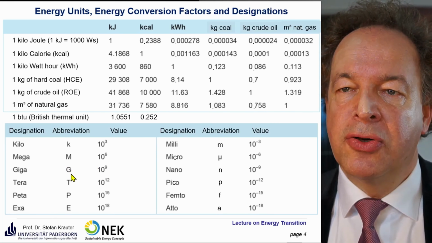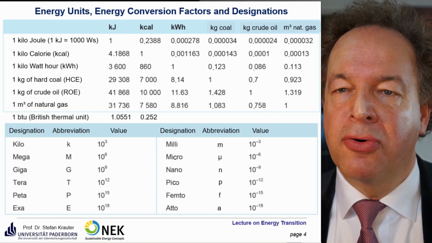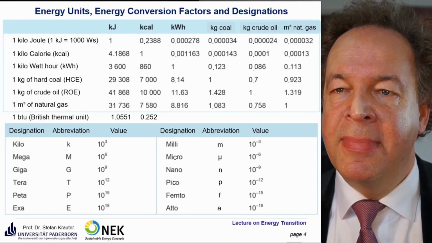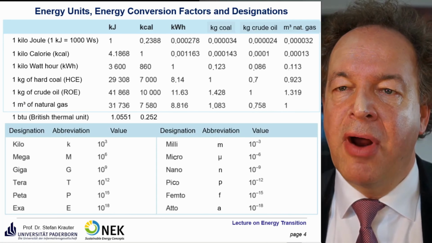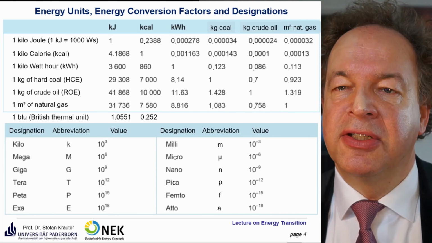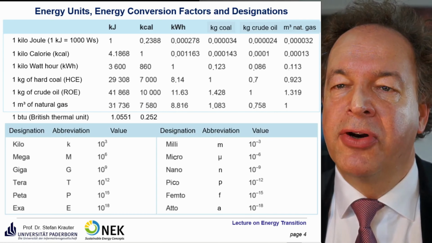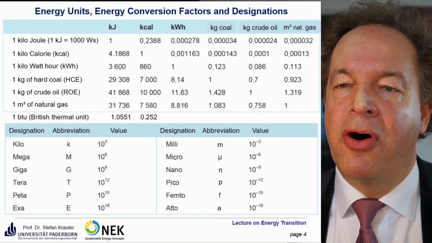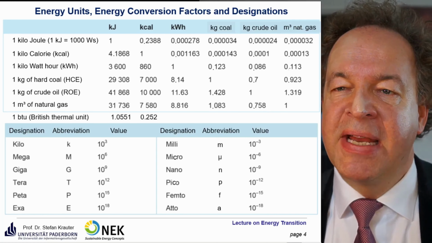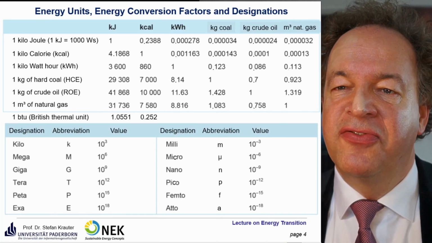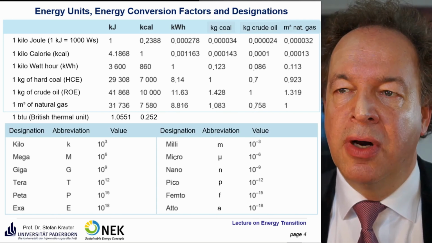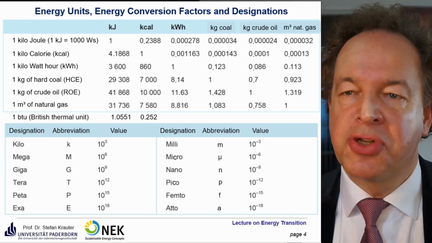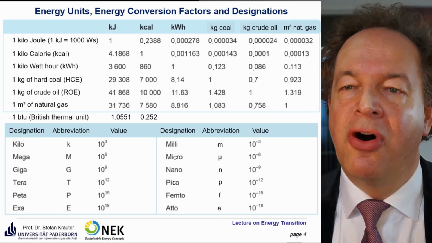Giga, also use a big G because a small g would symbolize gram. Giga is 10 to a power of 9. Tera, only with one R, so it's not terra like the ground, it's tera, the Greek word, and this is 10 to a power of 12, the big T. Peta, 10 to a power of 15. And exa, this unit we will use when we come to global world energy consumption. This is 10 to a power of 18.